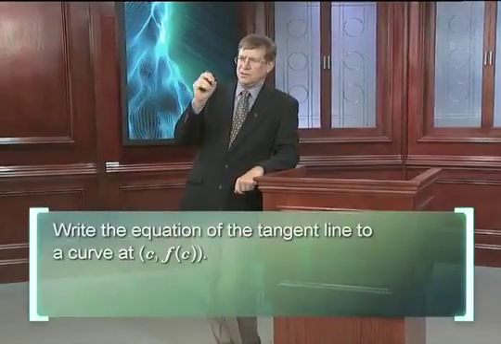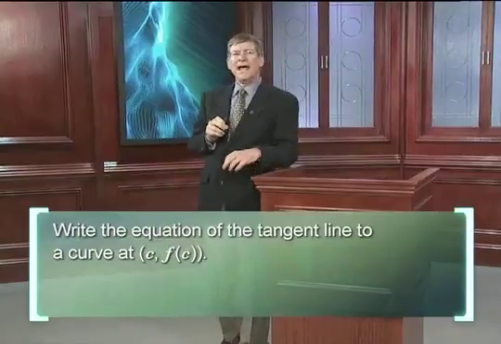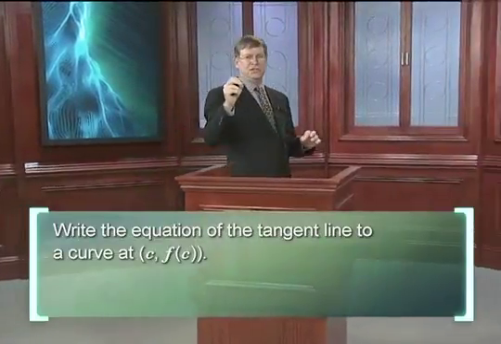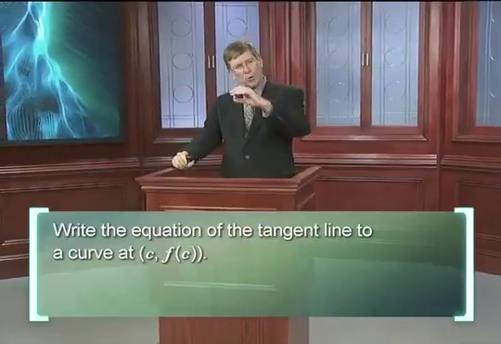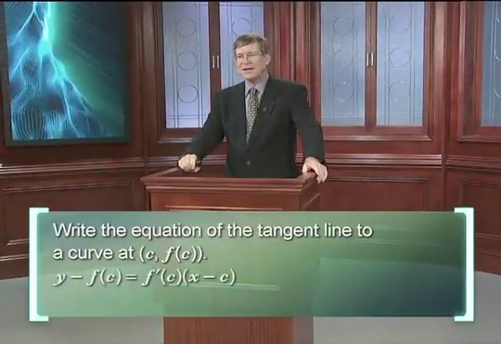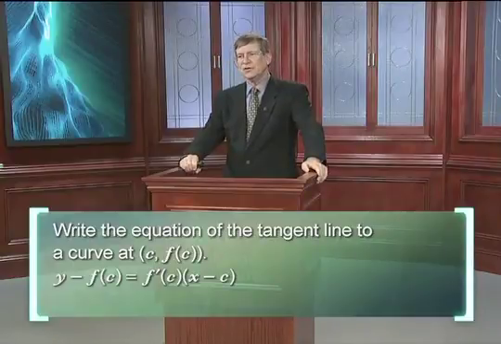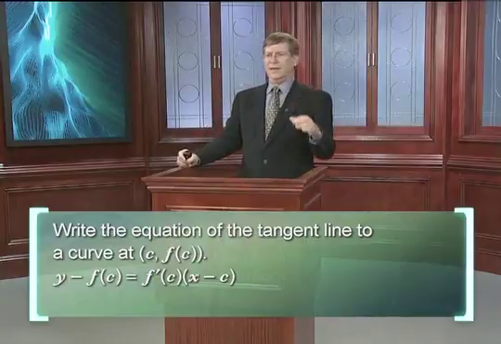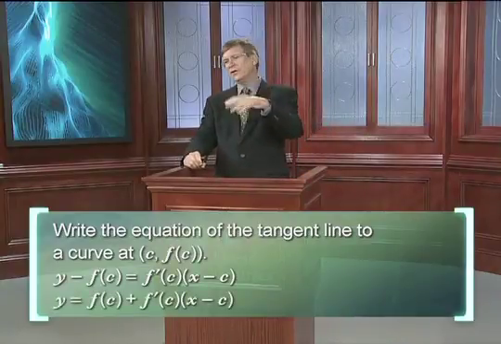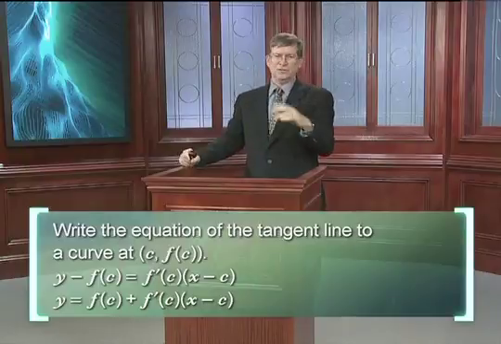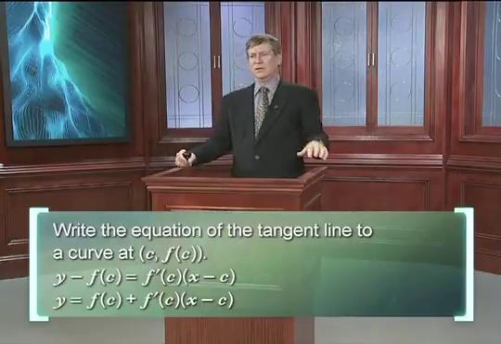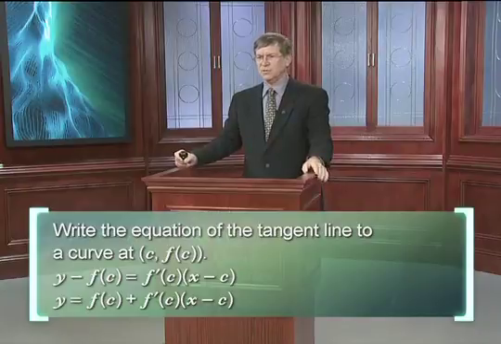So here we go. Recall that the tangent line is an approximation near the point of tangency. Let's first write down the equation of the tangent line to a curve f at the point (c, f of c). Well, that would be the point slope formula: y minus f of c equals the slope f prime of c times x minus c. And you could simplify that if you wanted. You could write it as y equals f of c plus f prime of c times x minus c. That's the tangent line equation at x equals c.